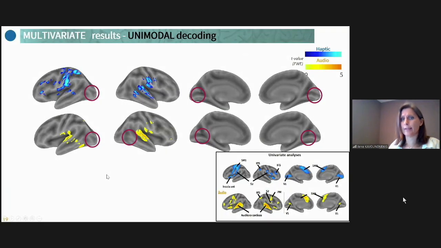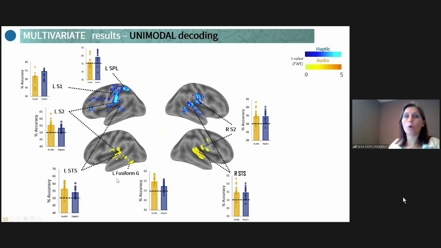For the 2 unimodal decodings, that is the haptic decoding in blue and the audio decoding in yellow. Note that the decoding networks are subparts of the unimodal networks previously found in the univariate analysis, but without any visual areas activation. More precisely, you can see here the plot of the individual and mean prediction accuracy for the regions where the accuracy was above 50% chance level.